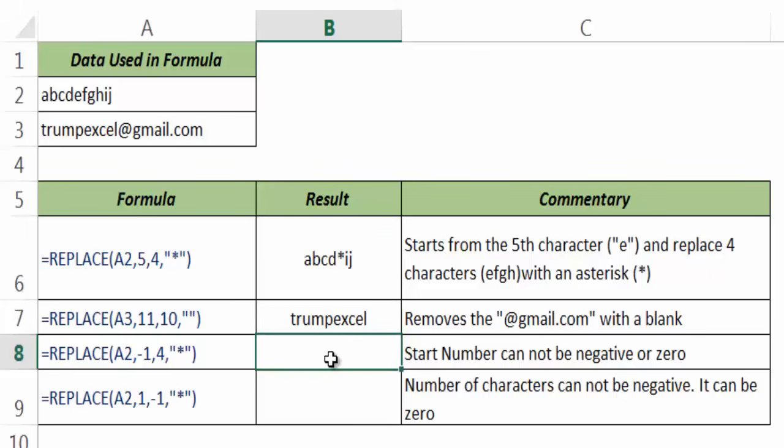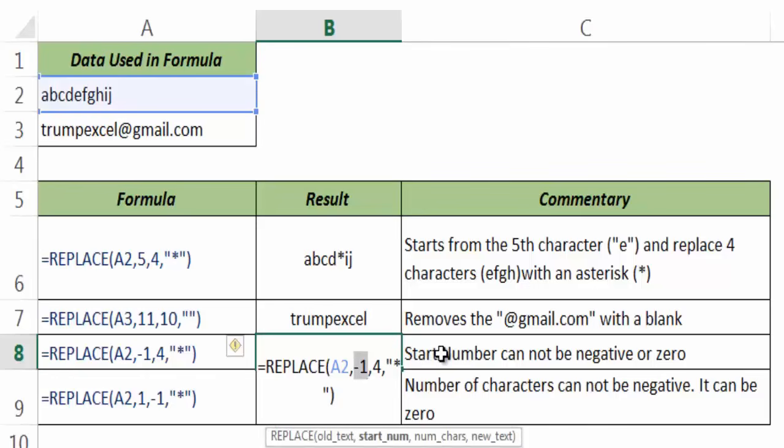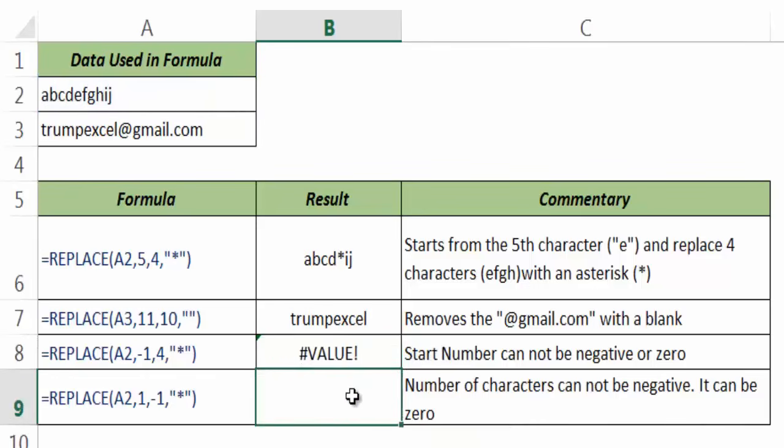Now, while you are allowed to give the start number as a positive number, you cannot give a 0 or a negative number as the starting position. So now let me show you. If I use the same thing, I use A2 as the old text, and in case of start number, I give -1. Let me give number of characters as 4 and this as star. Now if I hit enter, it gives a value error because I have given the starting position as -1, and Excel cannot start from -1. Excel can always start with 1 or more than 1.